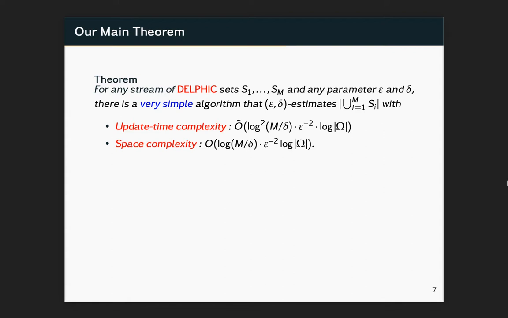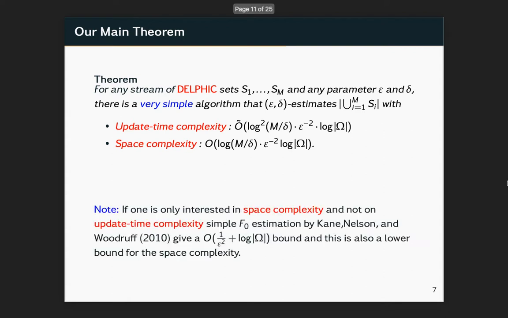Now, we should point out here that if the goal was just to optimize the space complexity and not worry about update time complexity, in that case this basically becomes the same as finding the number of distinct elements in a stream, which is also known as the F0 estimation problem. And from the work of Kane, Nelson and Woodruff, we know the optimum space complexity for this problem is 1 over epsilon squared times log omega.